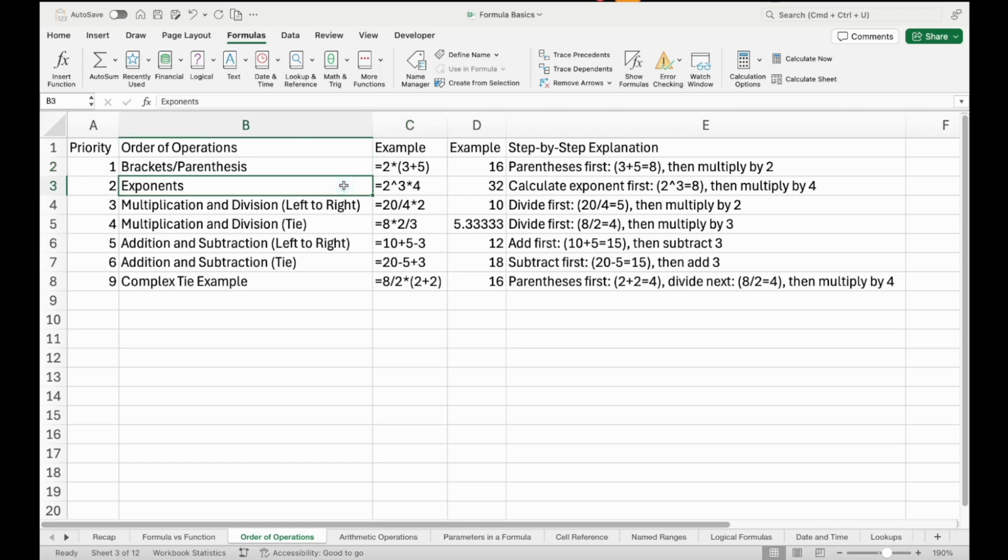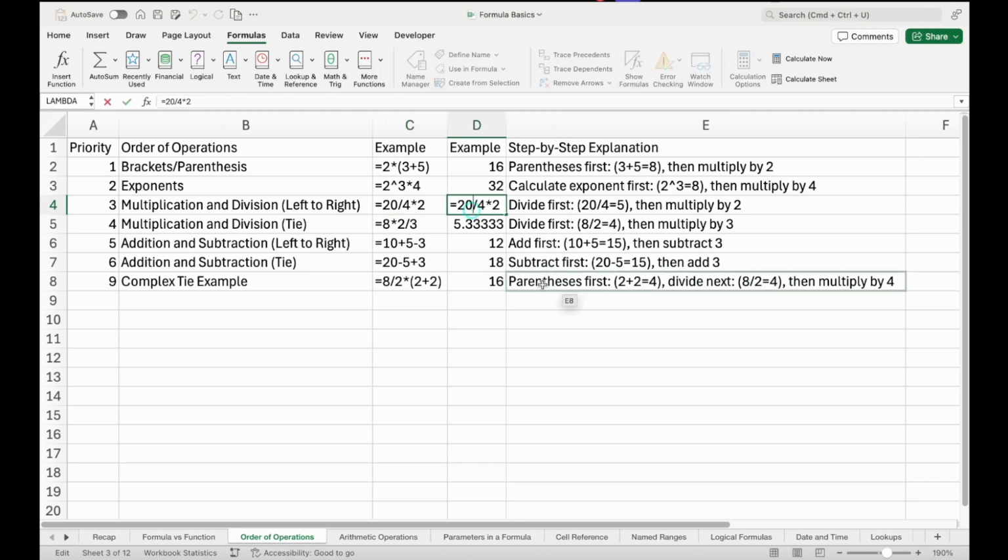After the brackets, exponents or raised to the power operators will be performed next. And then there is a tie between multiplication and division in Excel. Normally we have heard that division is performed first, but in Excel it happens from left to right, and there is a tie between multiplication and division. So here, going from left to right, the division will happen first. So 20 divided by 4 is 5, into 2, which gives us 10.